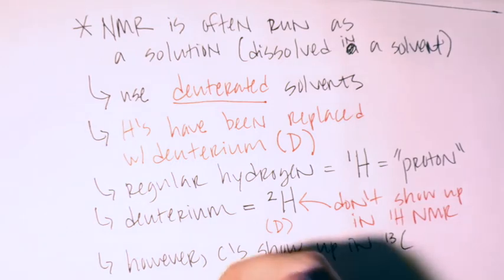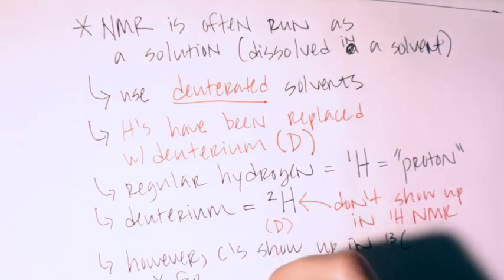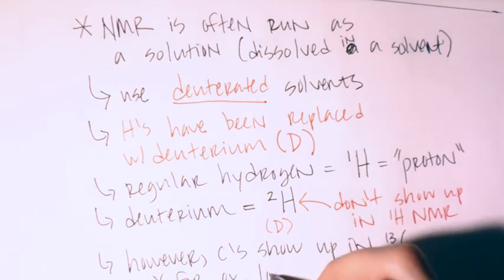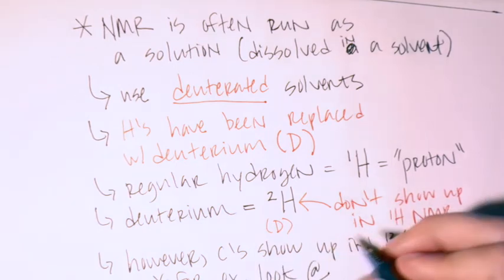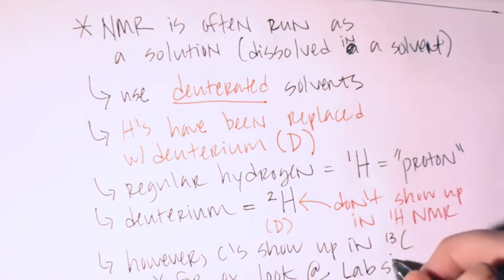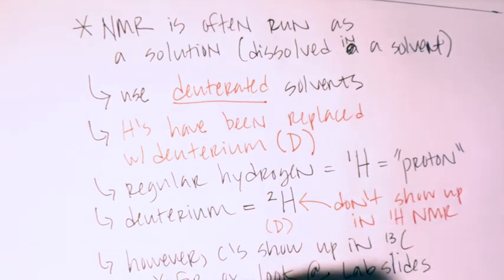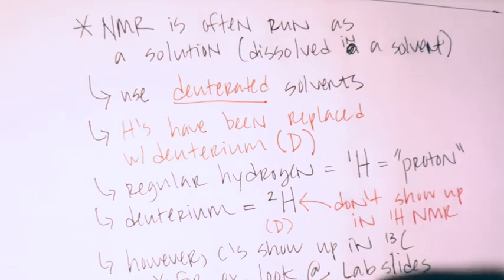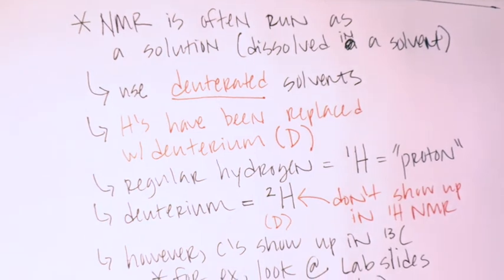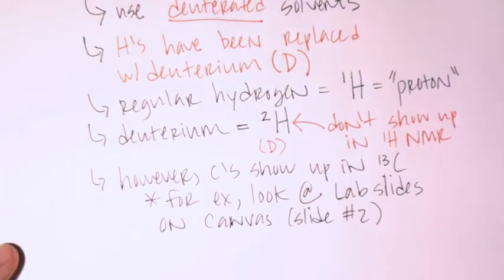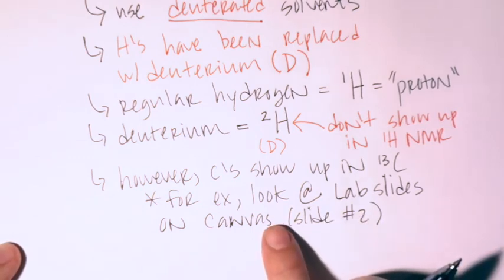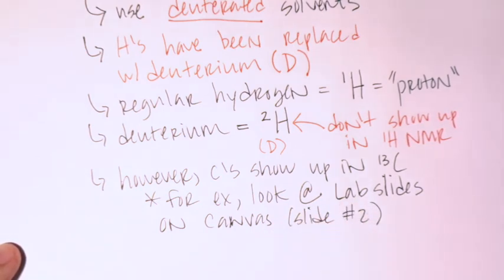And so for an example of this, look at the lab slides on Canvas for this experiment. So I think slide number 2 has an example. Oh, let me move this up. So slide number 2 in the lab slides, they're on Canvas now for this experiment. It has an example of a carbon NMR and it shows you what it looks like to see that extra peak, for that one, it's showing you one of the deuterated solvents.